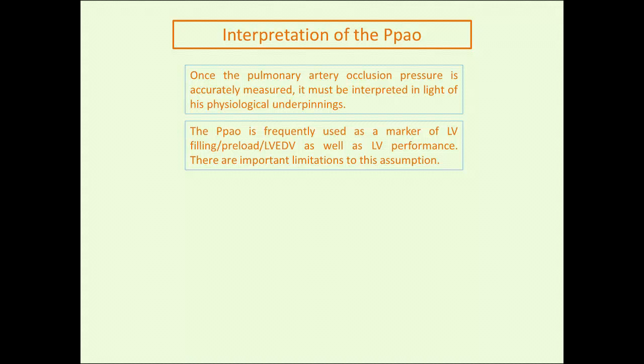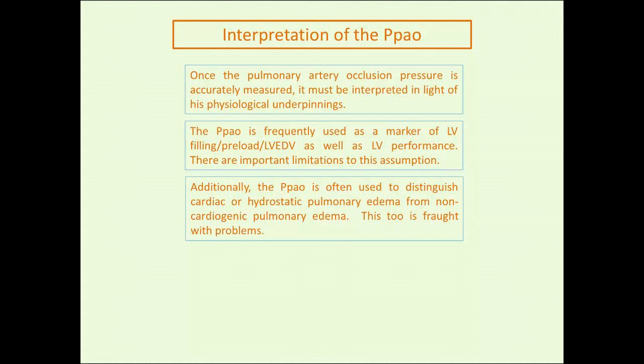The occlusion pressure is frequently used as a marker of LV filling, preload, left ventricular end diastolic volume, as well as left ventricular performance. But there are important limitations to this. Further, the pulmonary artery occlusion pressure is often used to distinguish cardiac or hydrostatic pulmonary edema from non-cardiogenic or non-hydrostatic or capillary leak pulmonary edema. But this is really fraught with problems, and I'll talk about each of these in turn. So, interpretation of the pulmonary artery occlusion pressure.